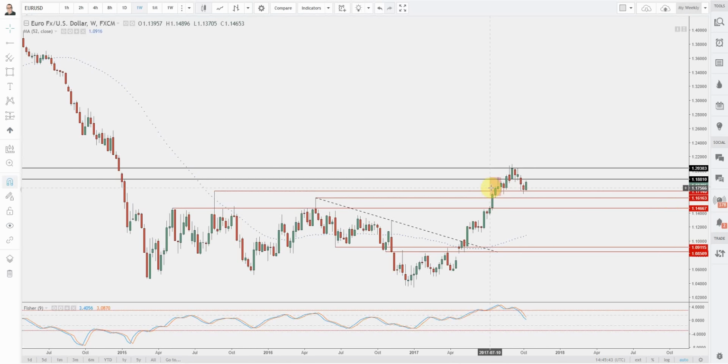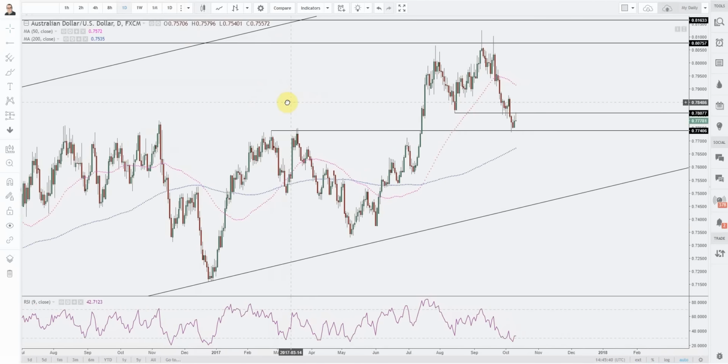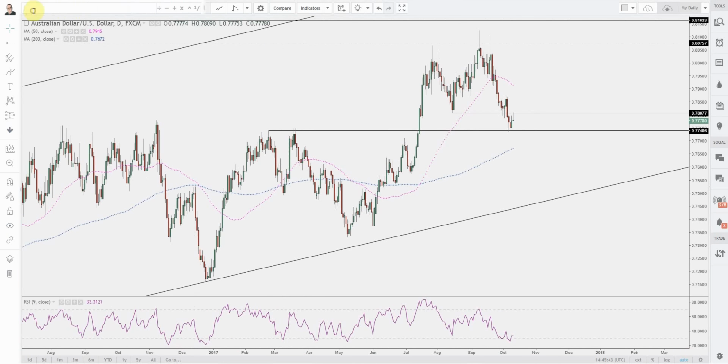But you shouldn't go long directly. You should move to a lower time frame to time your entry and to see confirmation before going long.